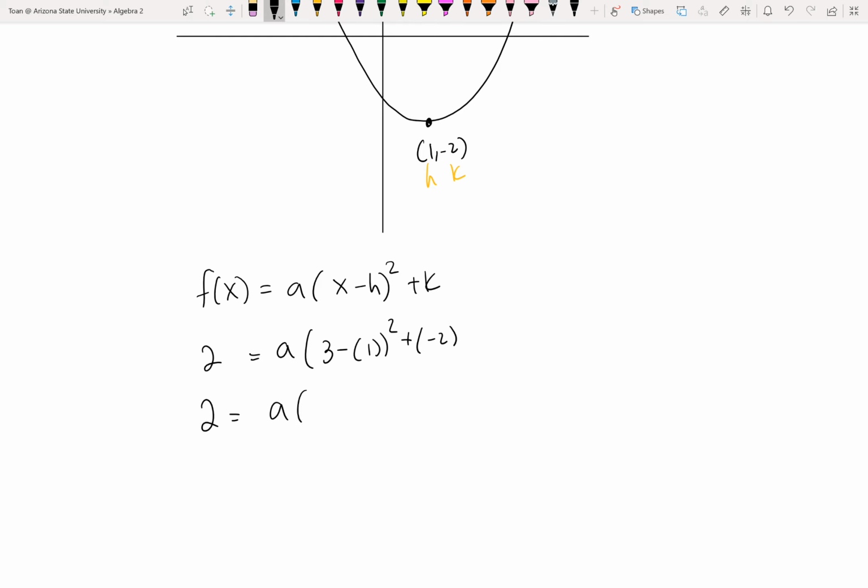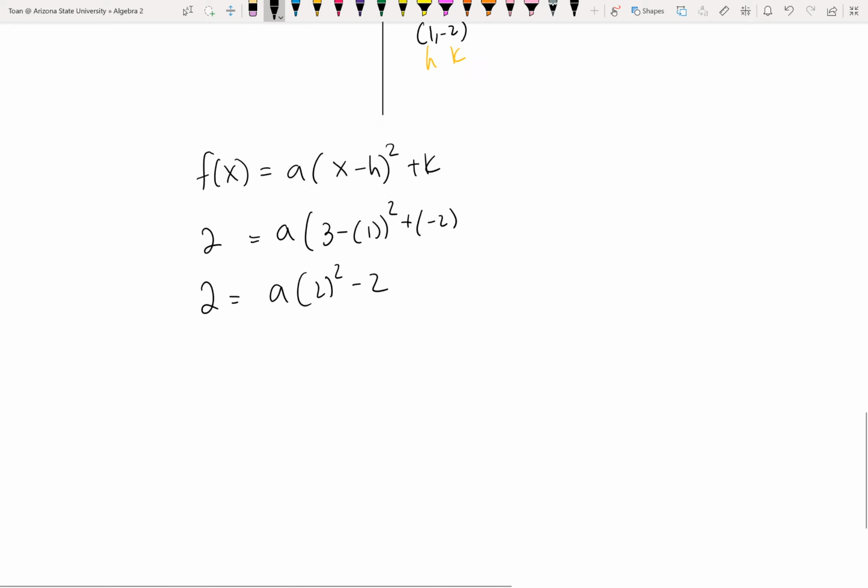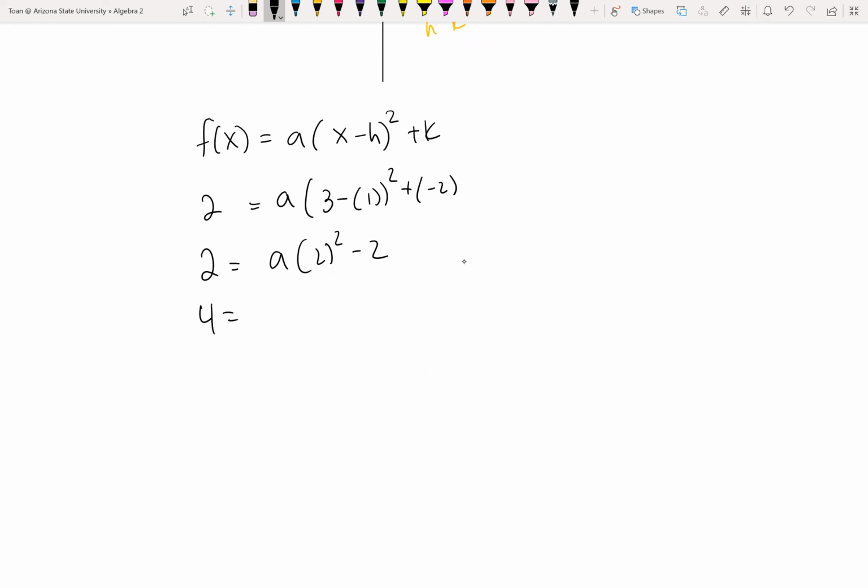So that's 2 = a(2)^2 - 2. I'm going to add 2 to both sides. So that's 4 = 4a. a equals 1. So in this case, a was 1 again. It's sort of nice when it's an easy whole number. But remember, it doesn't always have to be.